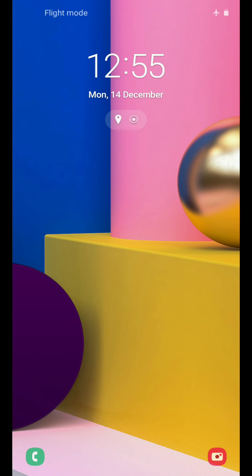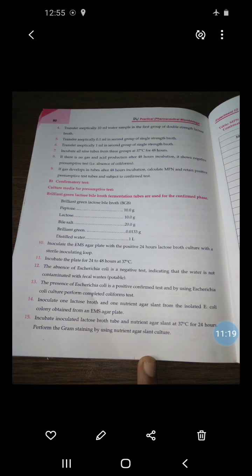Then if after incubation there is no gas and no acid production after 48 hours, it shows a negative presumptive test, that is, absence of coliform. Then if gas is produced after incubation, then calculate the MPN, that is most probable number, and record the positive presumptive test and subject it to the confirmed test.